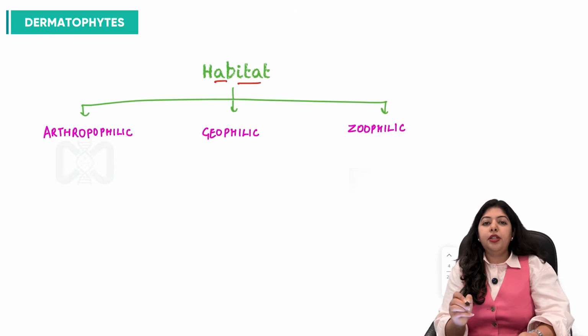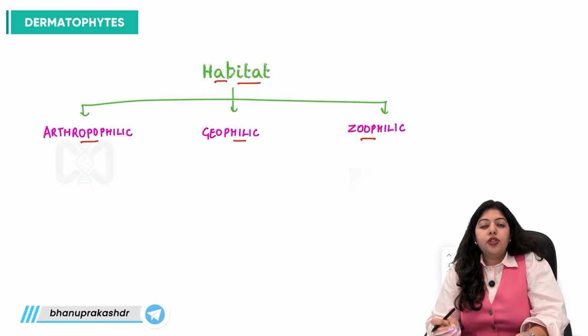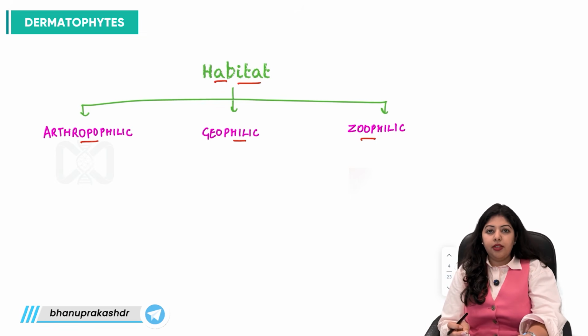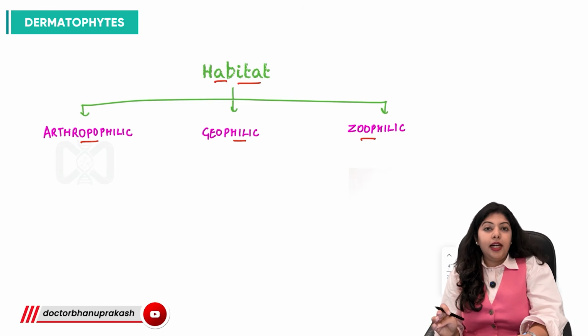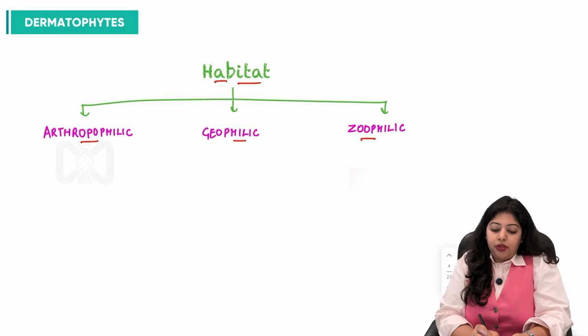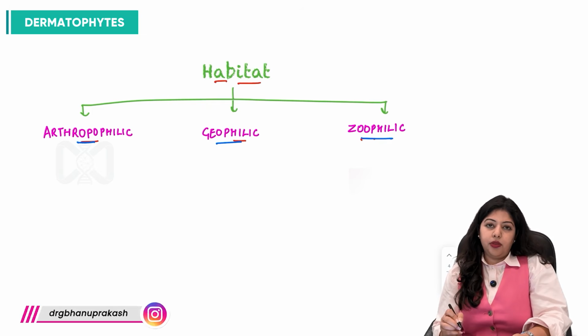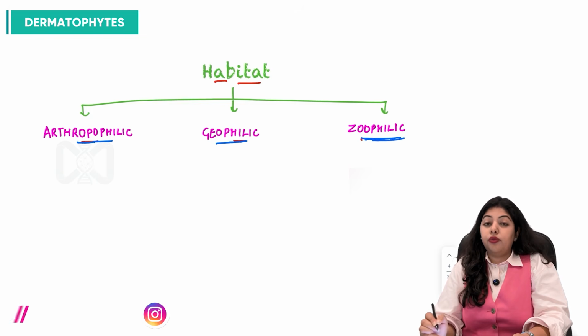Now, talking about the habitat of these dermatophytes, we must know that there are certain species which are exclusively associated with human beings, whereas there are some species which are associated with animals and they might affect humans as well. And some dermatophytes are found in the soil and they very well can cause human infections, right? So when we speak about the habitat, we have three types: arthropophilic, then geophilic, and then zoophilic.